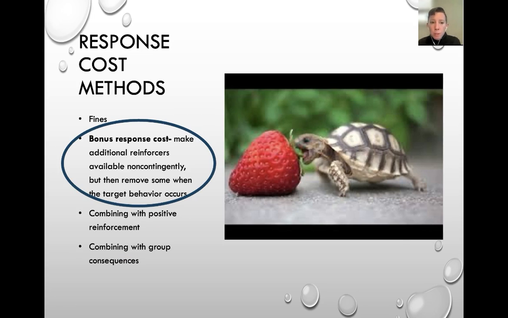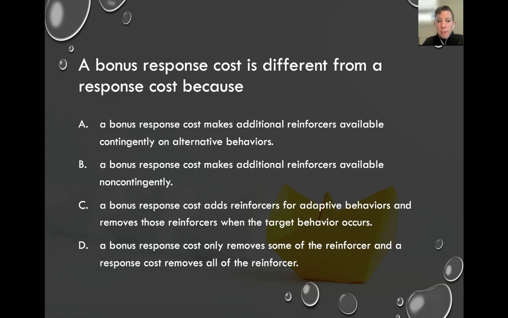But a bonus response cost makes additional reinforcers available non contingently and then removes some when the target behavior occurs. So, unlike you lose 5 minutes of recess, it's the whole class gets 15 minutes of extra recess. So now instead of a 30-minute recess, they have a 45-minute recess, but they can lose that extra 15 minutes or pieces of that extra 15 minutes, depending on their behavior before recess. So that's what makes this a bonus response cost, because we've made additional reinforcers available non contingently.